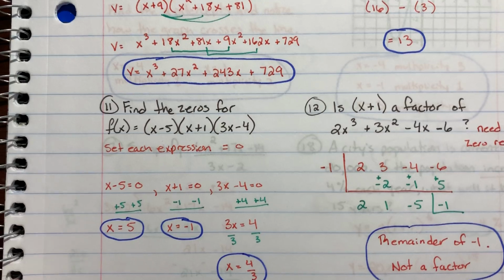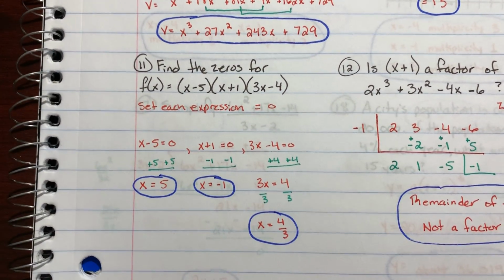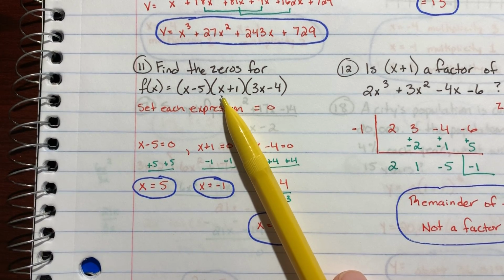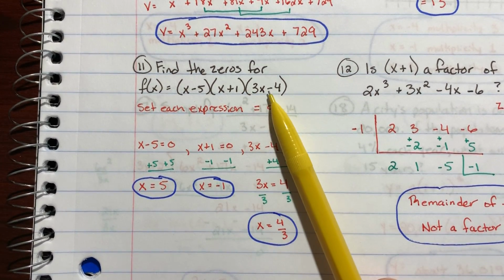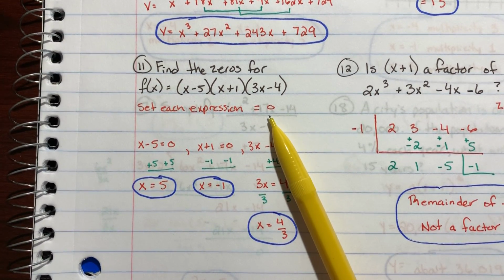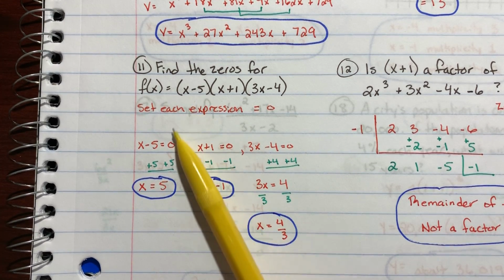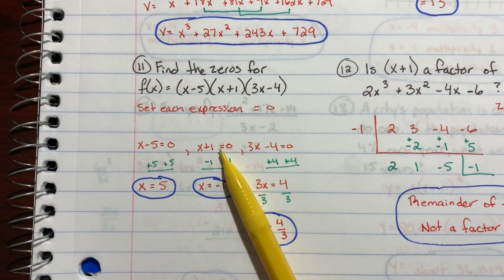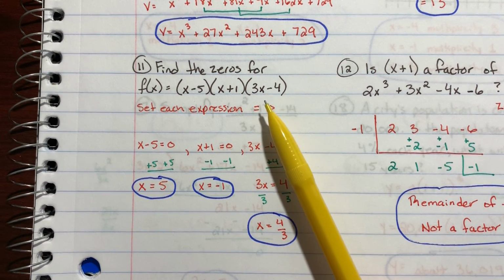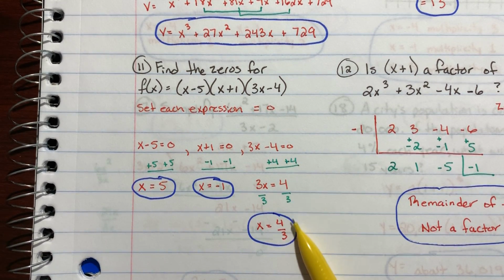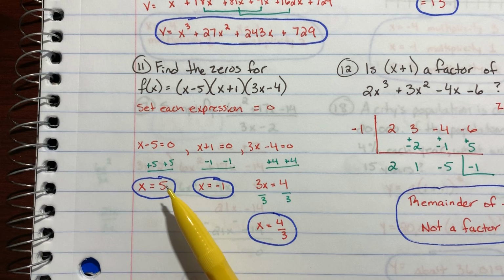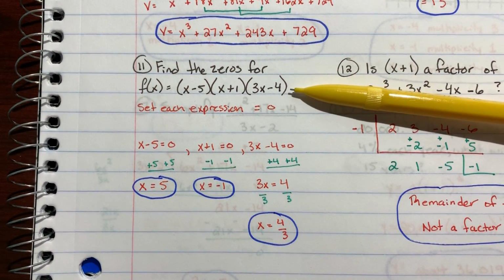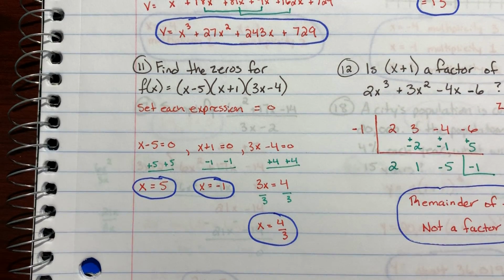Number 11, finding the zeros. Guys, this is already in factored form. So to find the zeros, all I have to do is set each one of these expressions equal to 0 and just solve. Set this equal to 0 and solve, we get 5. Set this equal to 0 and solve, we get -1. Set this equal to 0 and solve, and we get 4/3. Those 3 answers are the 3 zeros. Or you could graph that in Desmos and see where it crosses the x-axis.